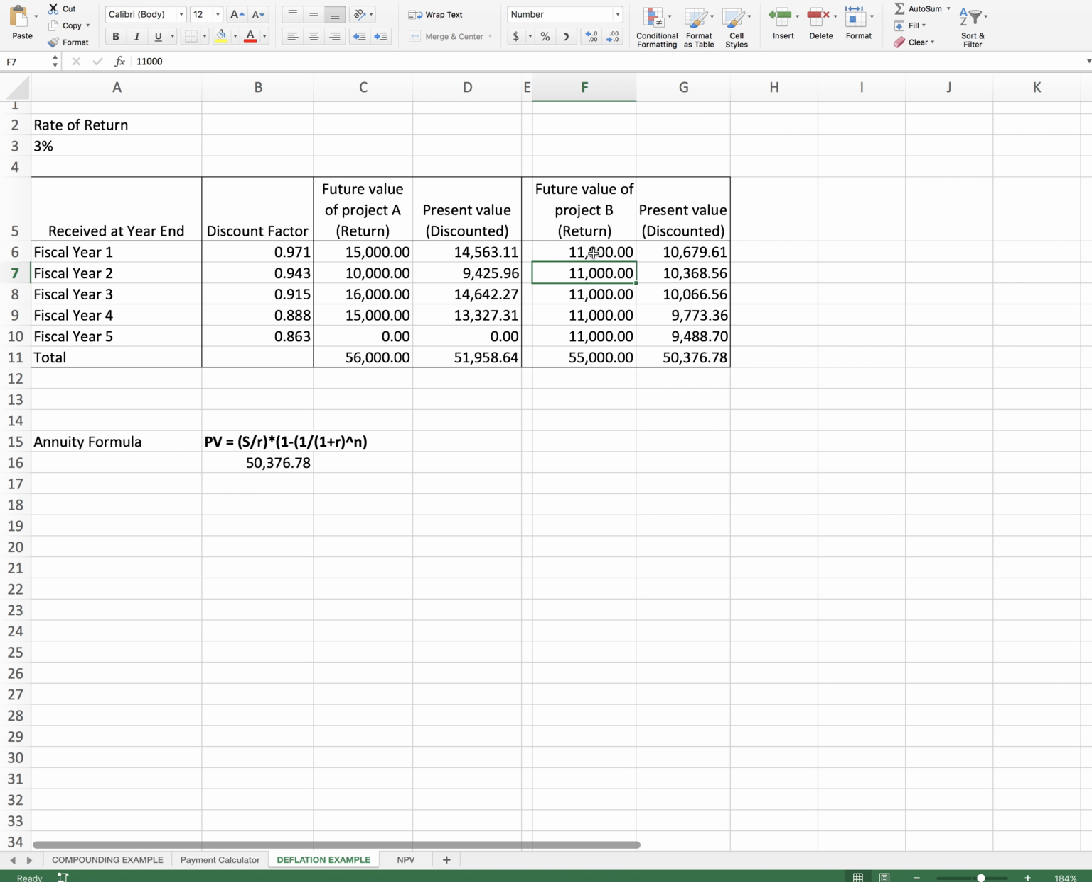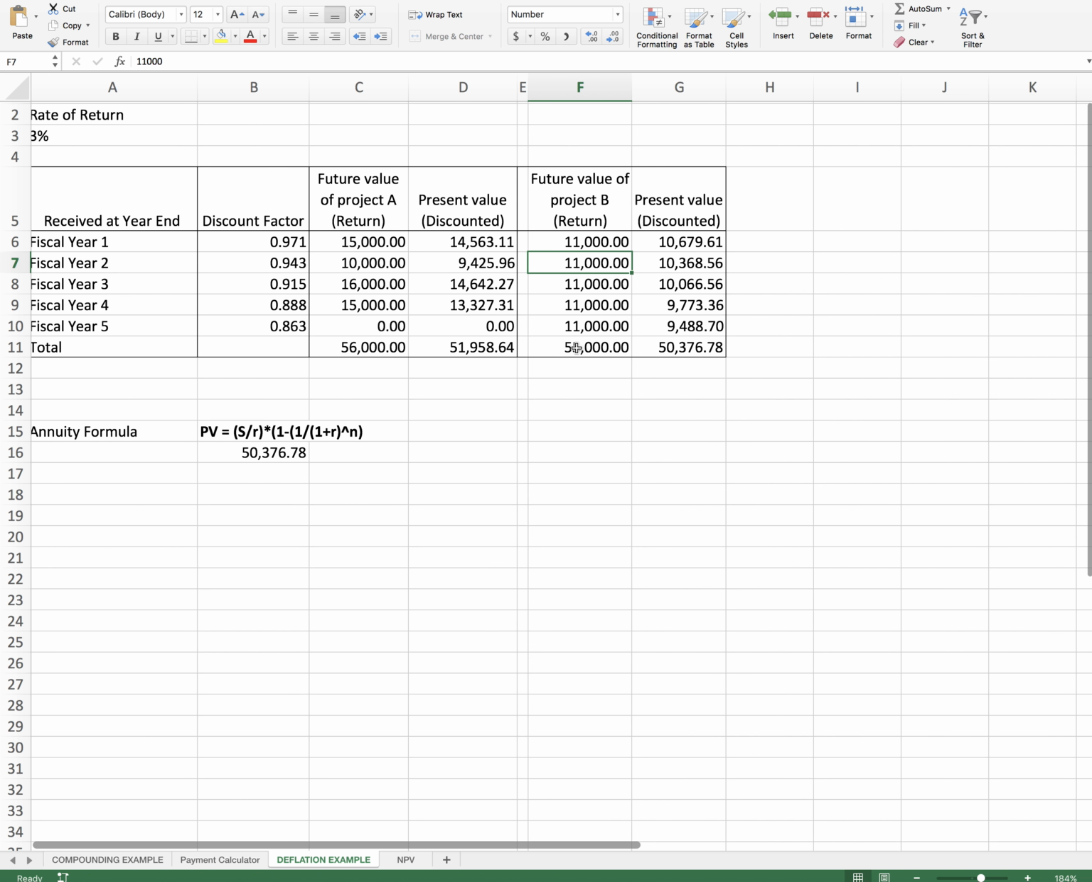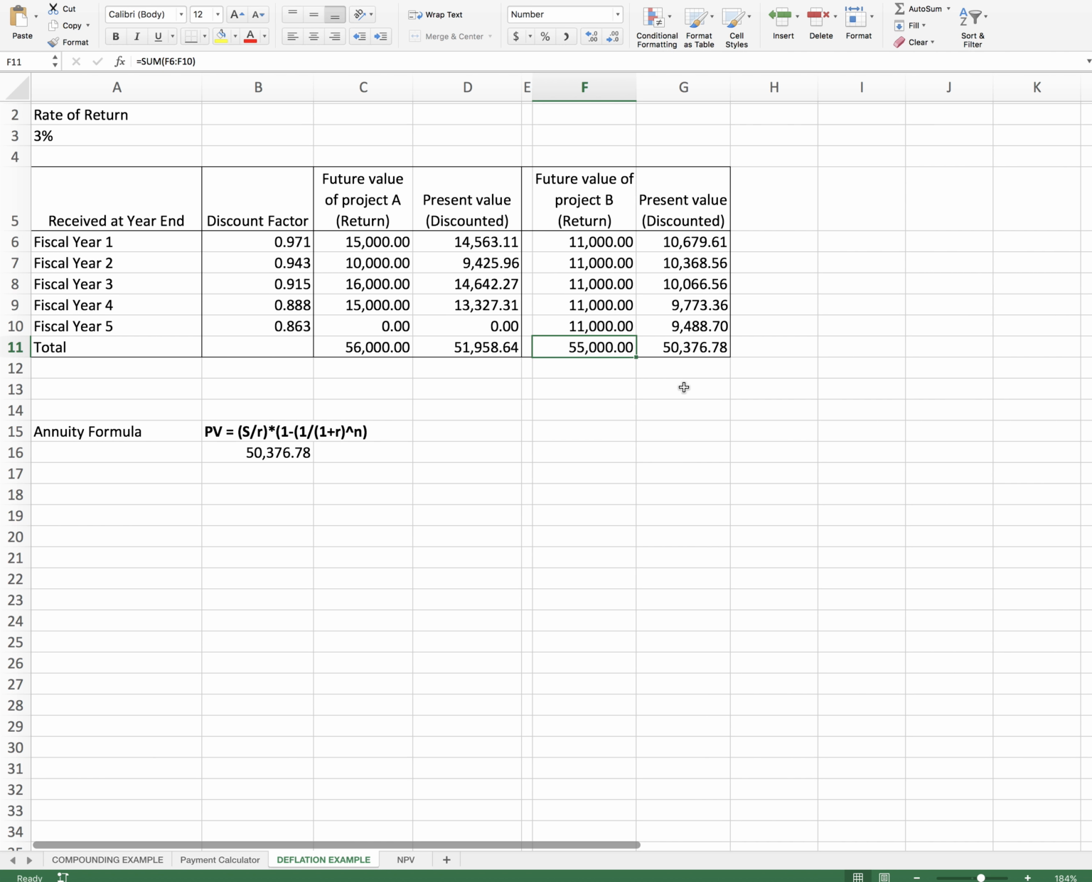Now, first of all, you'll notice after I did the formula several times with $11,000 being constant, $11,000 over 5 years is projected to have a future value of $55,000. However, when we discount that over those 5 years, that 55,000 gets reduced to 50,000. Okay, so now imagine if I had 30 or 40 years worth of data, right? And I necessarily wouldn't want to do this 30 times.